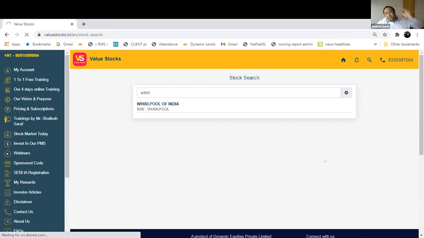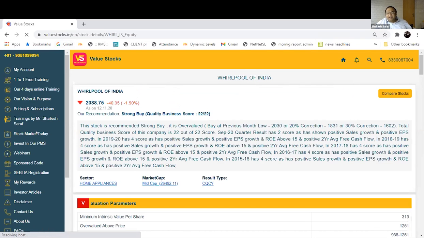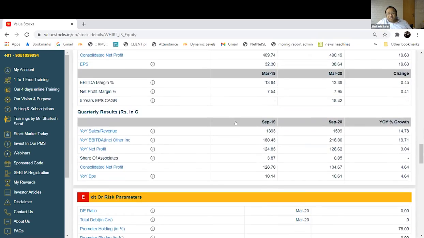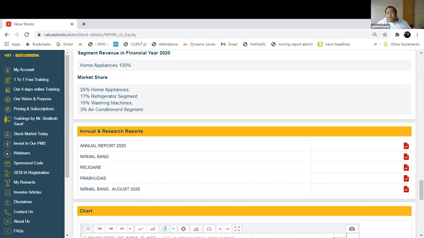So we'll discuss at least 15-20 stocks. तो आपको एक basic idea लगेगा that when it is a good QBS तो अच्छा है, that means a great company. 5 साल से, I hope everybody understands QBS. That is the new thing. So if you see the market share, 25% in home appliances, 17% refrigerator, 15% washing machine.